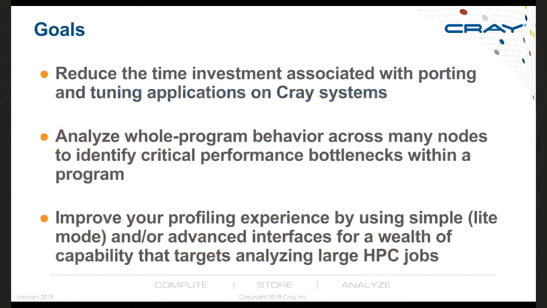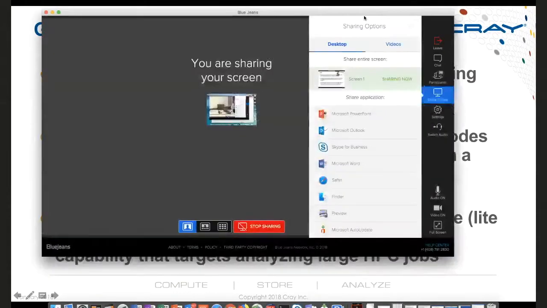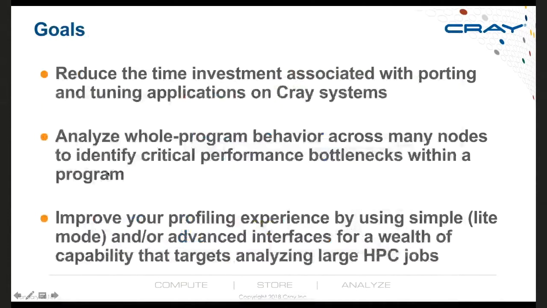So the first thing to note is that one of the main goals for our development of the performance tool software at Cray is that we want to reduce the time investment associated with porting and tuning applications on Cray systems. We want to give the user the ability to analyze the whole program behavior across many nodes. So not just focusing on a single node, but identifying critical performance bottlenecks within a program.